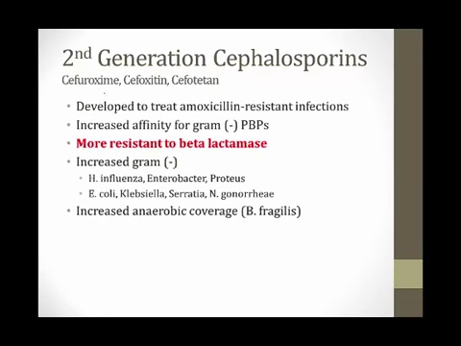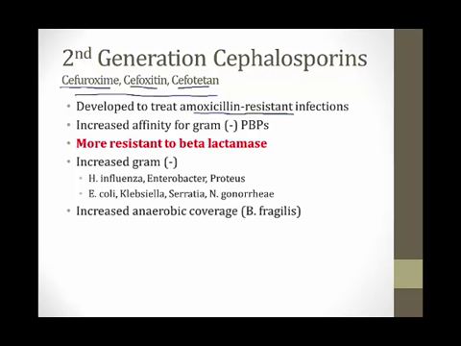Second generation cephalosporins include cefuroxime, cefoxitin, and cefotetan. These drugs were designed to treat amoxicillin-resistant infections. In the penicillin video, I talk about how amoxicillin has some activity against gram-negative bacteria. However, it is still susceptible to beta-lactamase enzymes just like the natural penicillins. These drugs were designed to overcome infections that are resistant to amoxicillin.